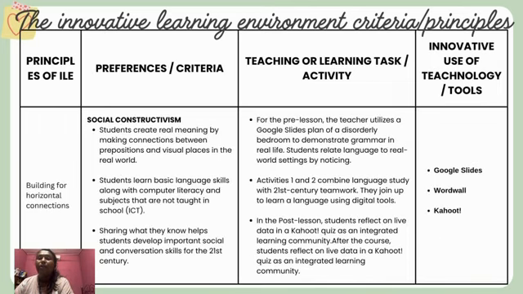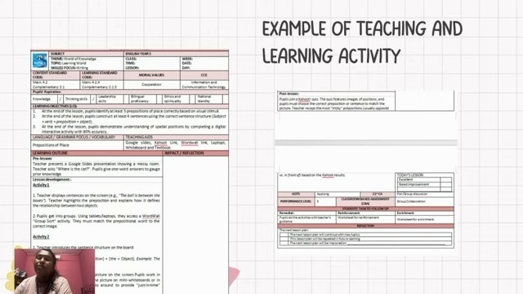Okay, so last but not least, the last principle of innovative learning environment is building horizontal connections. Here the students connect English prepositions to real world visual locations like a bedroom layout. At the same time, they build digital literacy and ICT skills by using laptops, and by collaborating and reflecting as an integrated learning community, they practice essential 21st century social skills. Okay, so this will be my last slide.